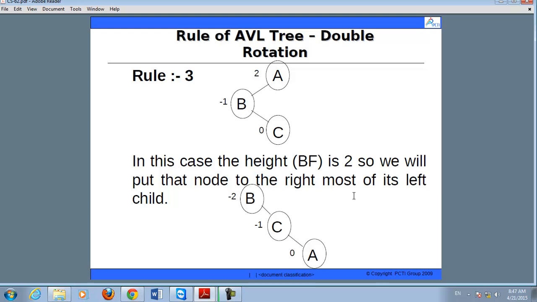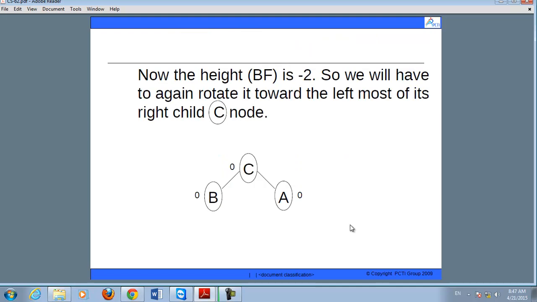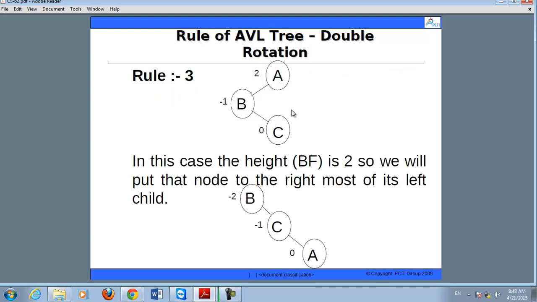Next is double rotation. See, it is possible in some cases that you are not able to find the balancing factor by single rotation. In that case, you have to perform the rotation 2 times. Like when we rotated this tree, B comes at the position of the root node, the B's right child is C, then the child will remain same and the A will come at the right side. That is, A will become the child of the C.